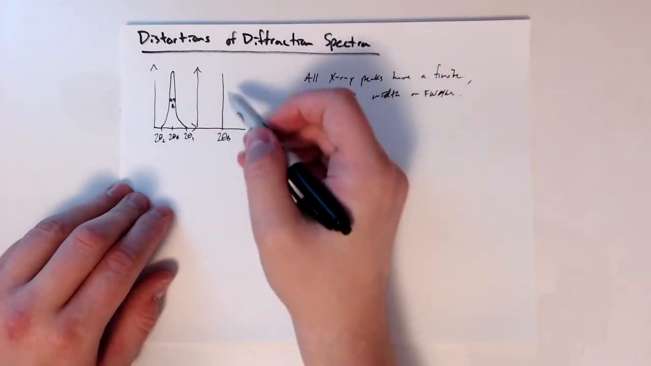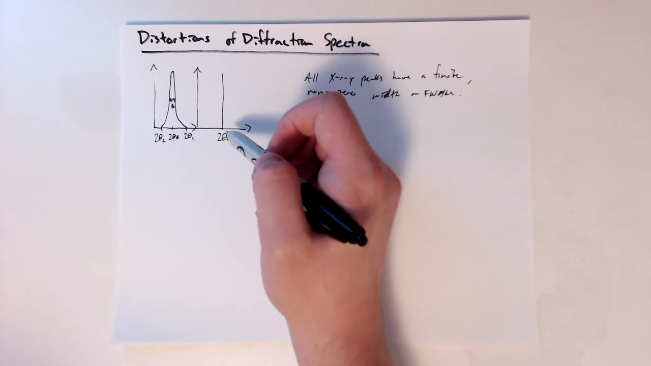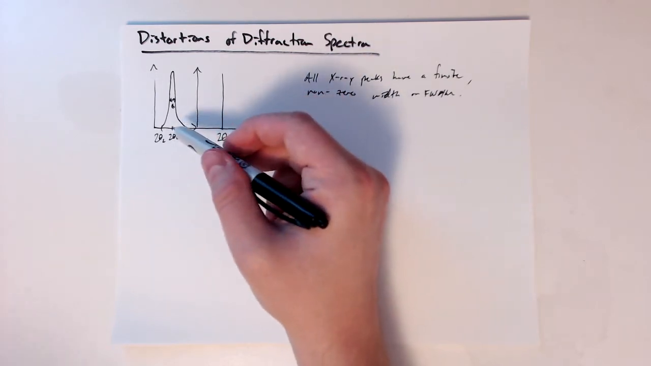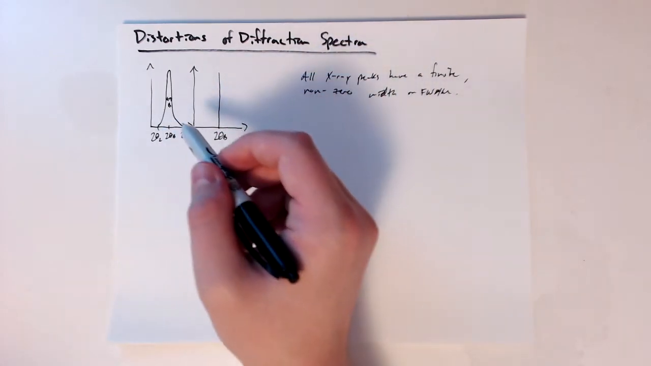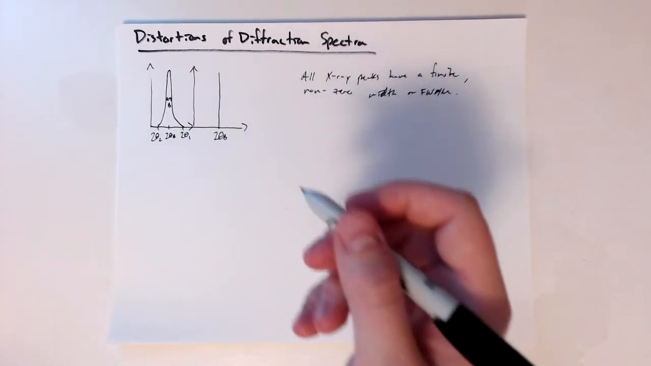So we don't just see this, right? This is if it was perfect, we would just have a line. Instead, we have some width. And so this type of line broadening can happen from a number of factors.